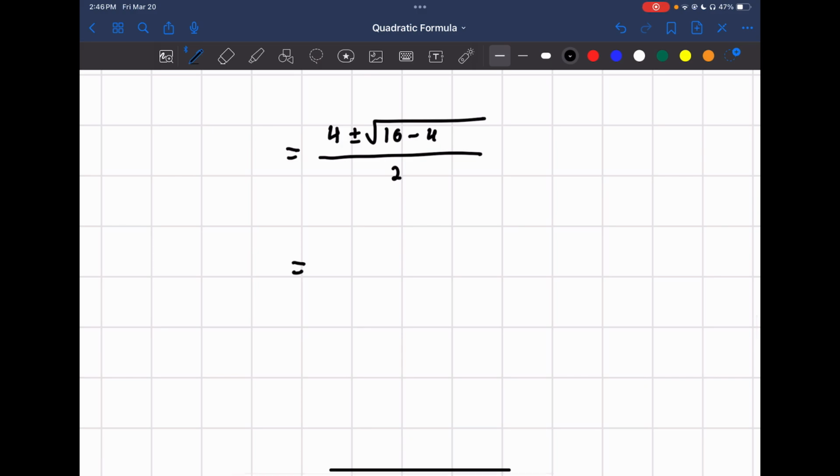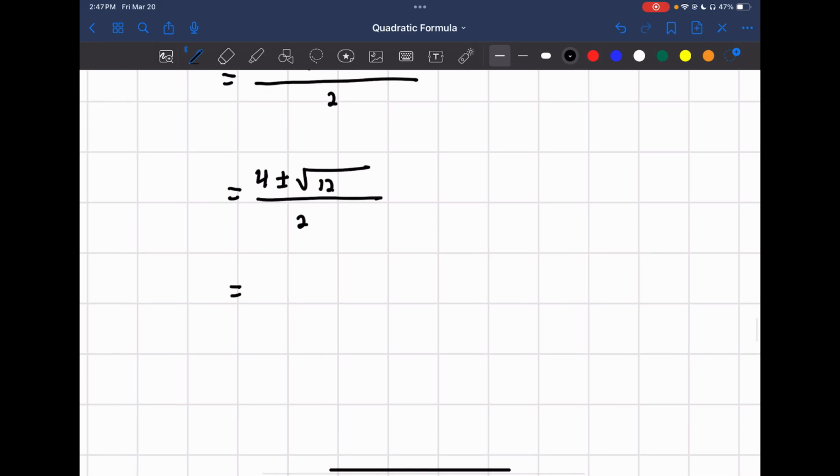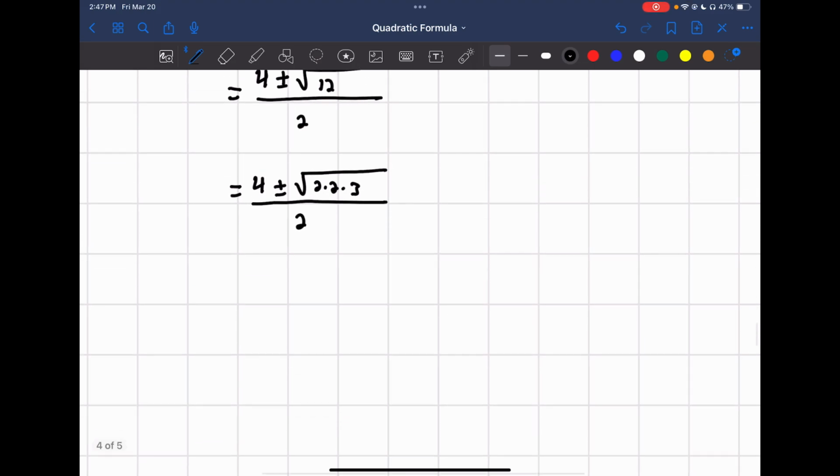And then this is equal to 4 plus or minus the square root of 12 over 2. And then we could further simplify this. Since we have a root, 12 is 2 times 2 times 3. And then we have 4 plus or minus, bring the 2 outside the root, so 2 times root 3 divided by 2.